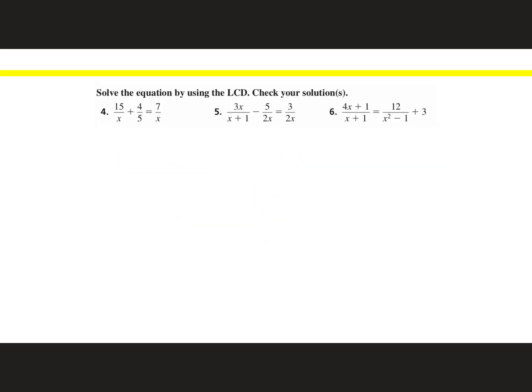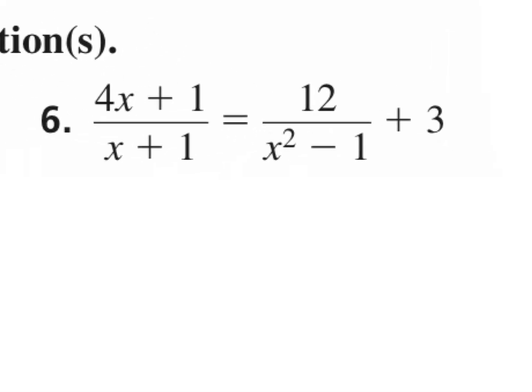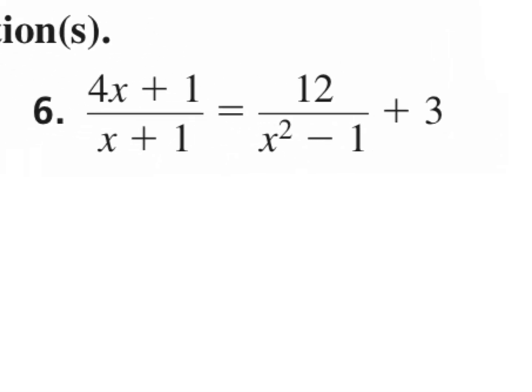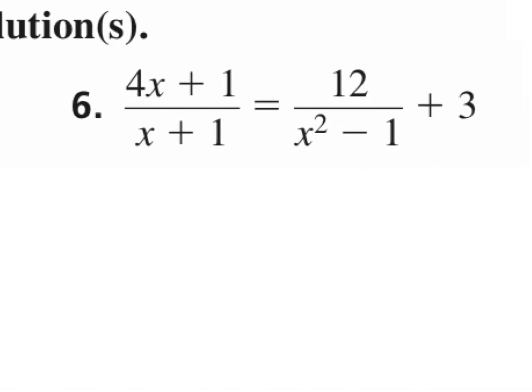Let's do number 6. So what's the first thing I should do? Find the least common denominator. My denominator for the first fraction is x plus 1. So I have to include that on my list, x plus 1. Can I factor the second denominator? How does it factor? It's the difference of squares, so what would it factor into? x minus 1 and x plus 1.